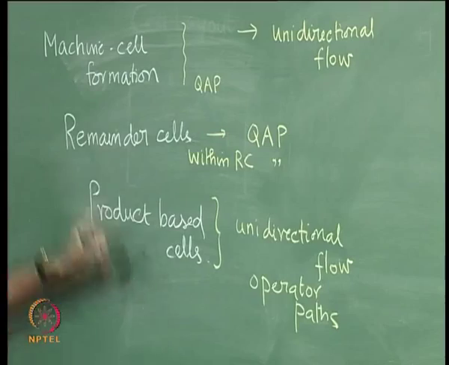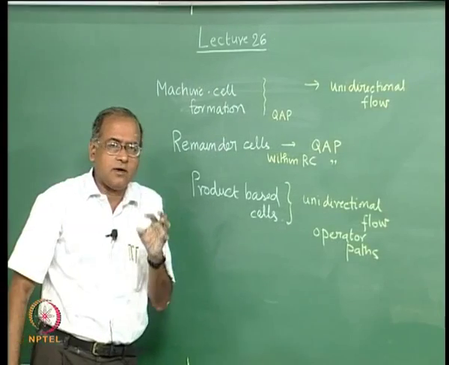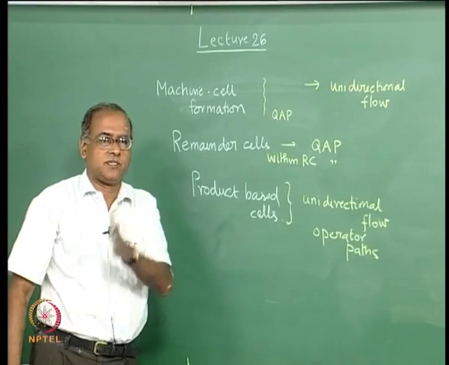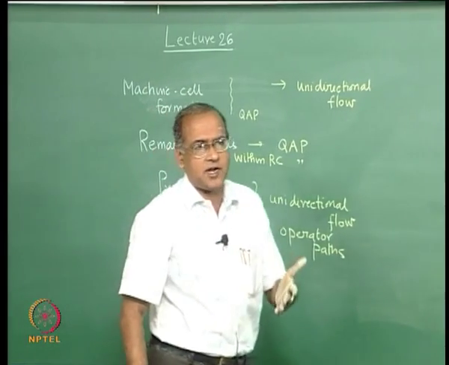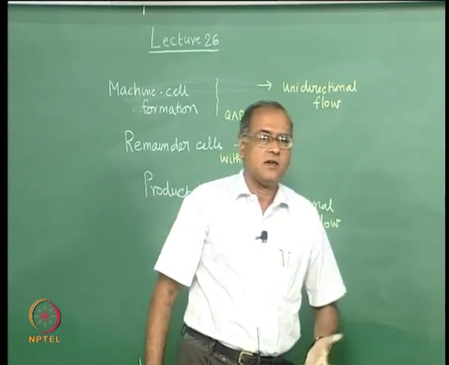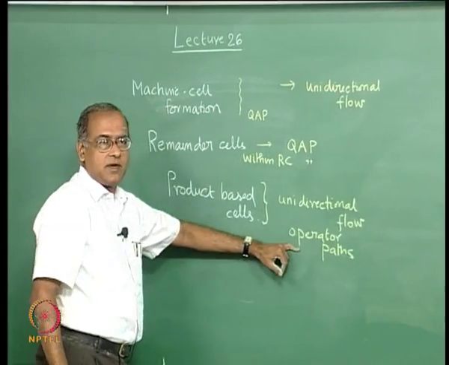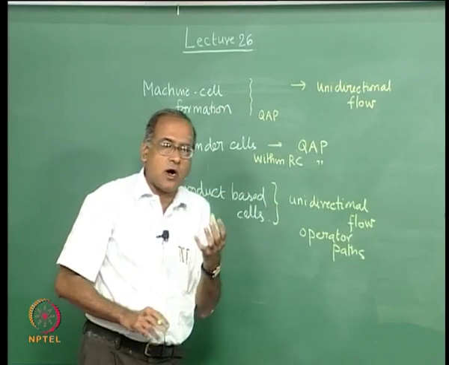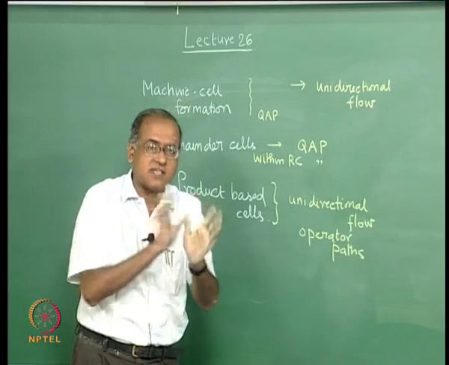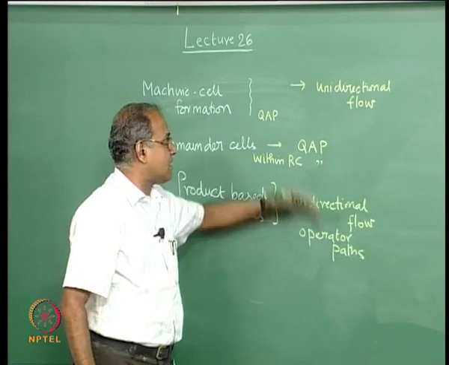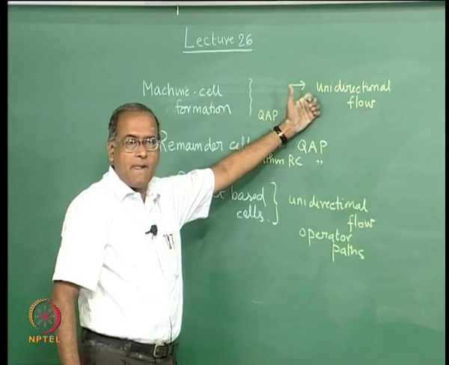Many times here we assume that we are not going to have fewer operators than machines. Here we normally assume that there will be as many operators as the number of machines. So, operator path problem and layout to accommodate the fact that operator paths do not cross each other. So, such things are not very relevant here.